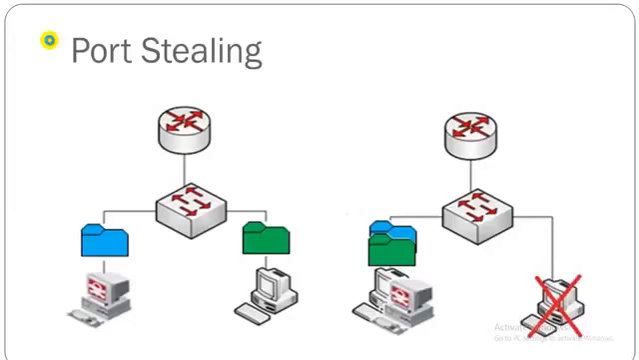When it receives a frame that is destined for your computer, it sends the frame only to you. The computers on other ports don't receive the same frame. And once you understand how it works up to this point, the port stealing attack becomes very easy to understand.